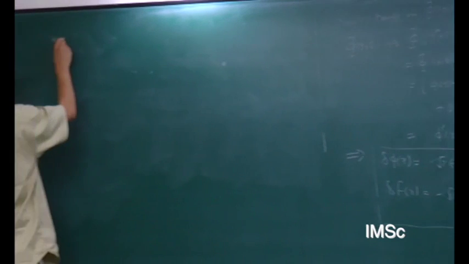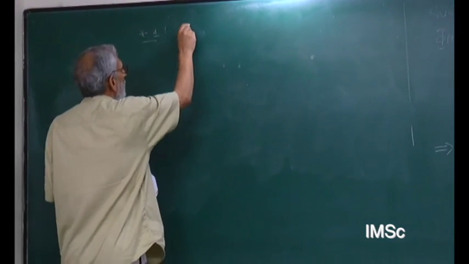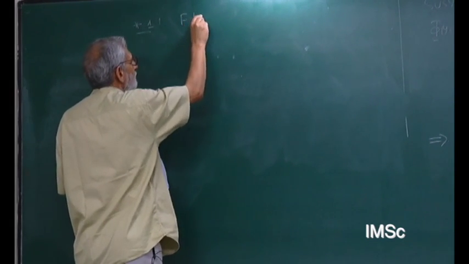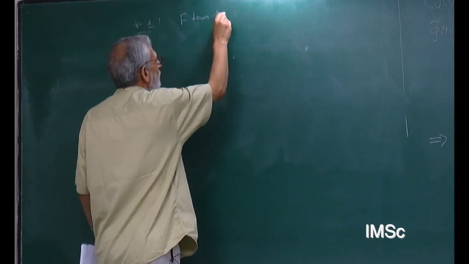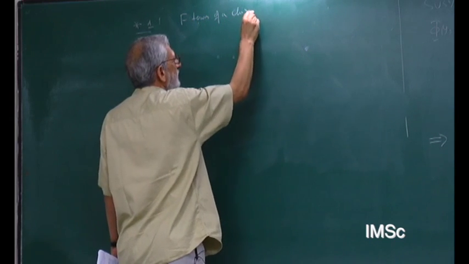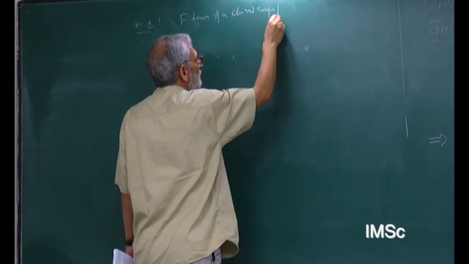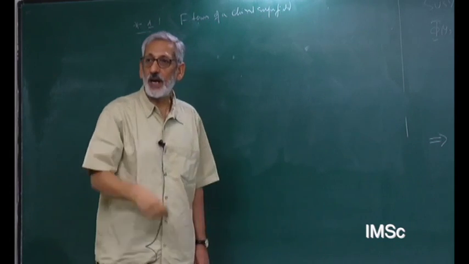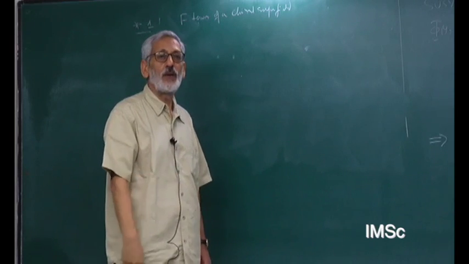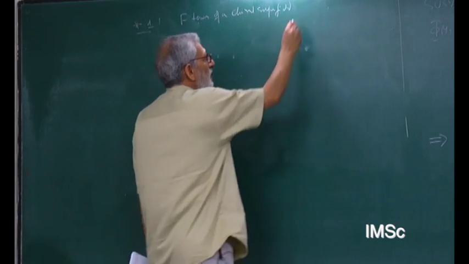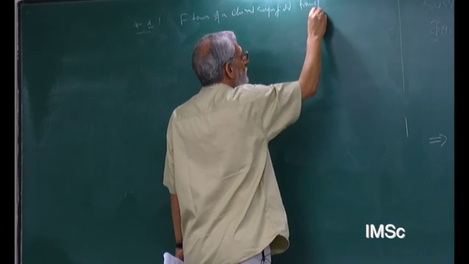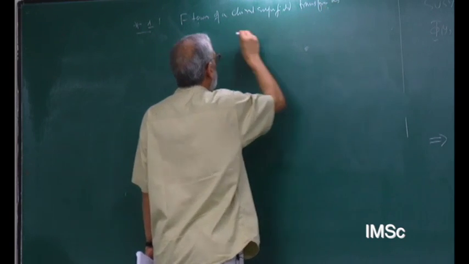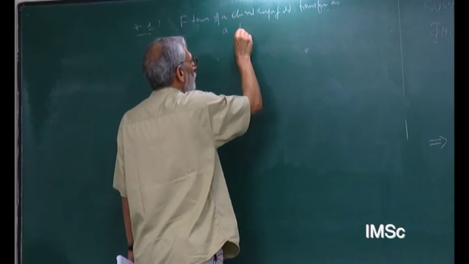So this is comment 1. F terms of a chiral superfield, or an F star term of an anti-chiral superfield, transform as a total derivative.